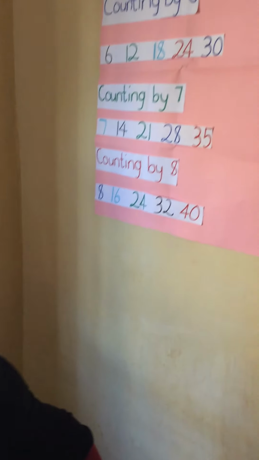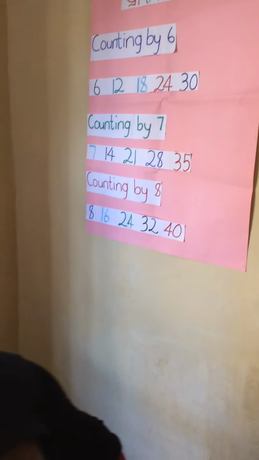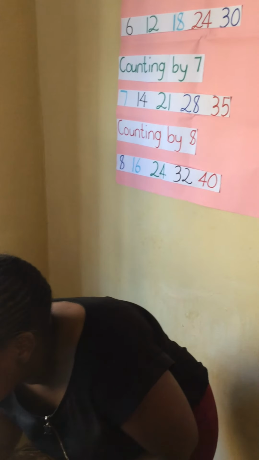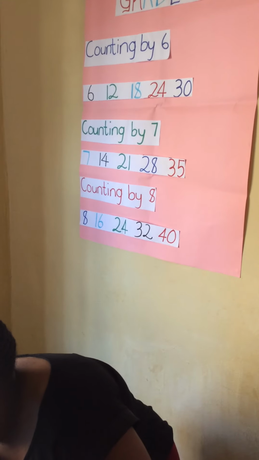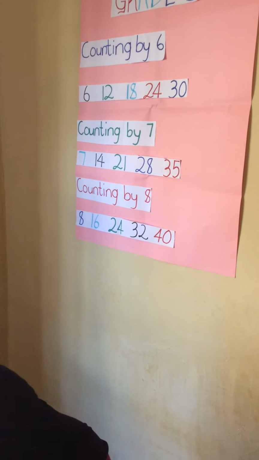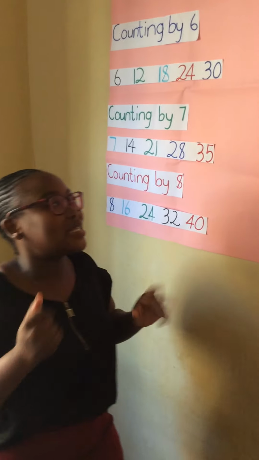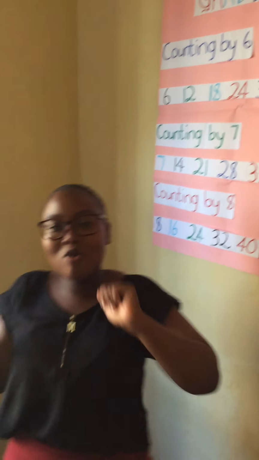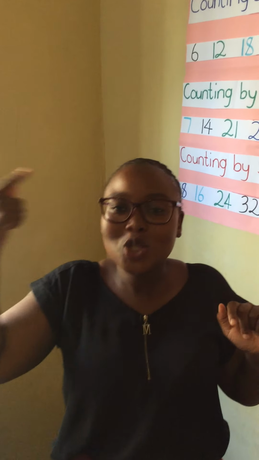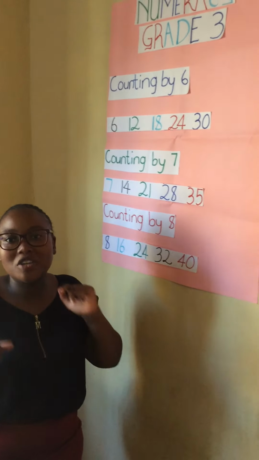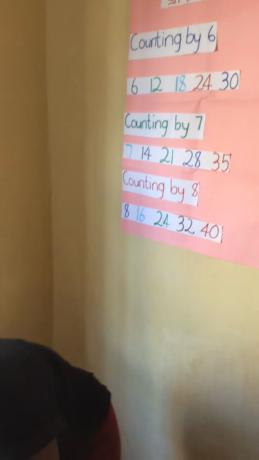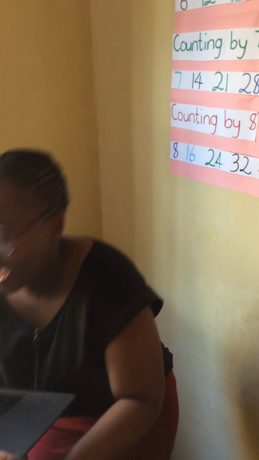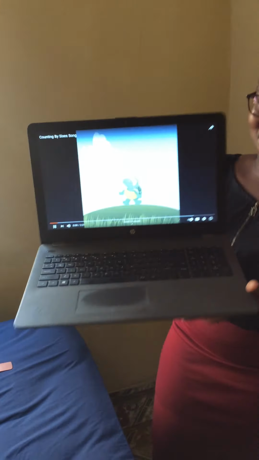Alright. Now, for the start of the I do part, I will play this video. But firstly, we have to understand how we count by 6. When we are counting by 6, we're counting 6, 12, 18, 24, and 30. Now, here's a video that shows that more accurately than I.